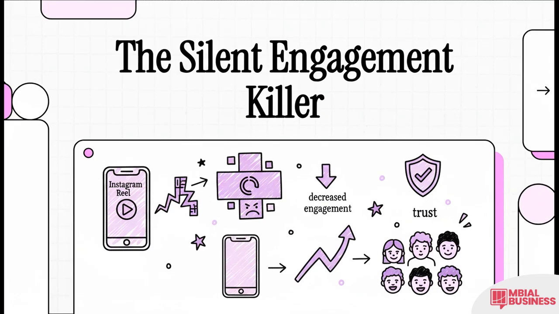You've spent hours, maybe even days, crafting that perfect Instagram reel. You hit post, you see the views start coming in, and then it just stalls. But have you ever stopped to think that maybe, just maybe, a simple technical glitch, a frozen screen on your viewer's phone, is the silent killer of your reach?